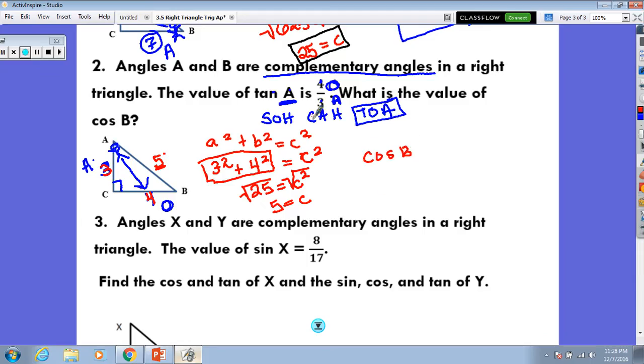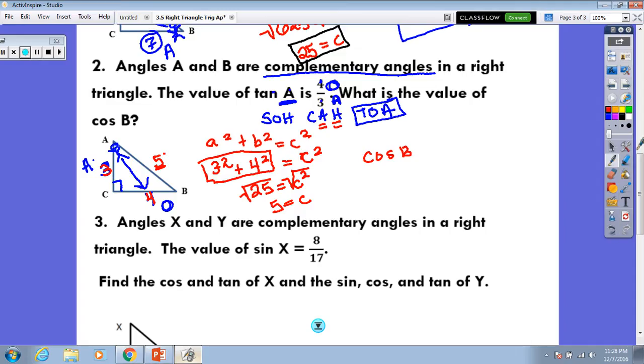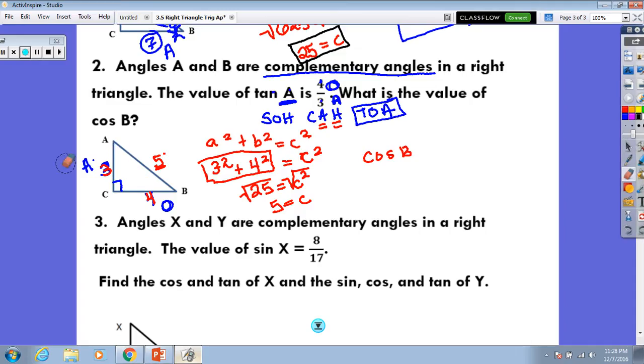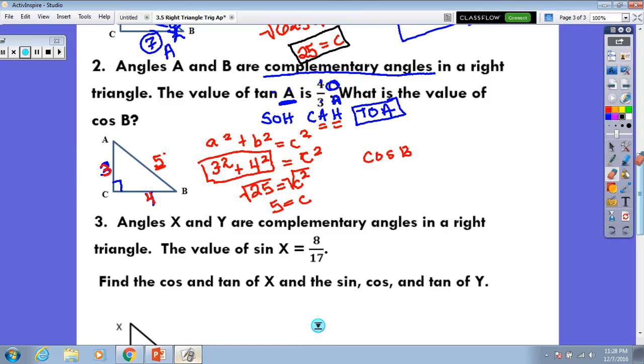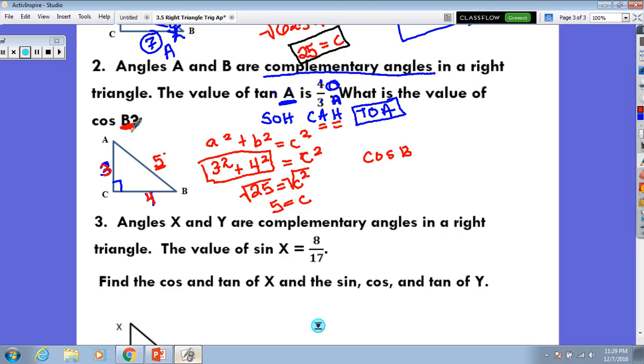So we know that the cosine of B is going to require me to do adjacent over hypotenuse. And I need to clear up my little letters, because every time we look at it from a different angle's point of view, we redraw our stickman. And notice we're looking at it from B now. Tangent was looking at it from A's perspective.